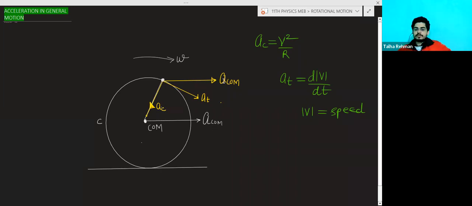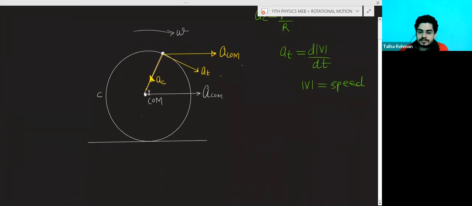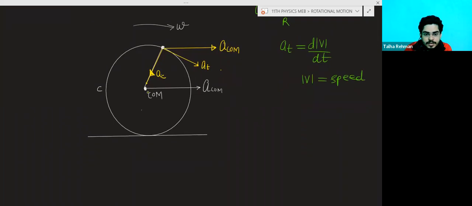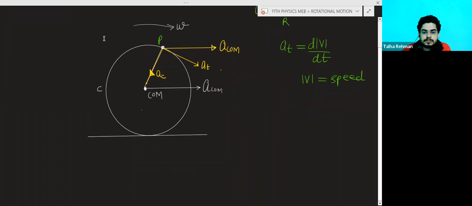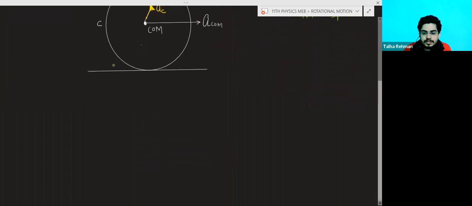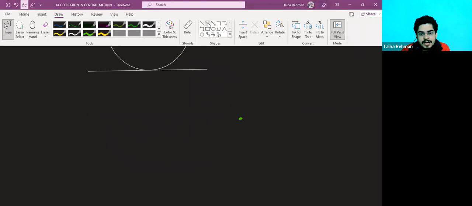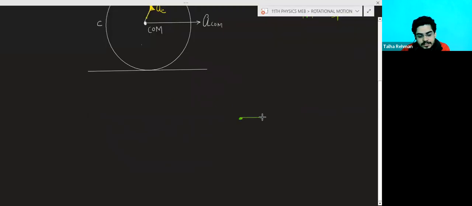So there are three types of acceleration. One is acceleration of center of mass, another is tangential, another is centripetal acceleration. So three types of acceleration the point P has. If this is a point P, the first acceleration is the acceleration of center of mass.